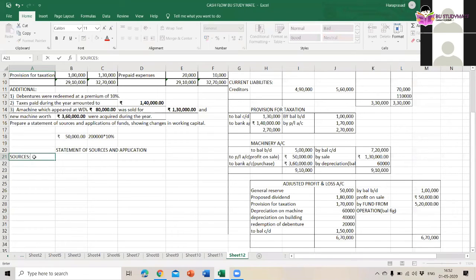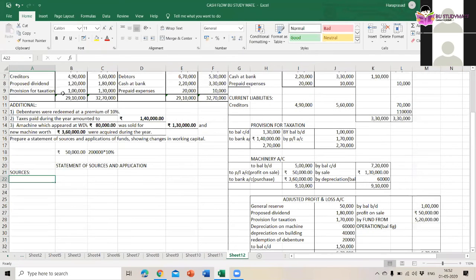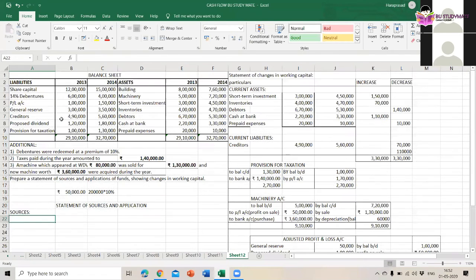We'll write down the sources amount first. So in sources, first we'll look at the balance sheet. Share capital from 12 lakh to 15 lakh rupees. It means we have issued a share capital. Issue of share capital is how much? 15 lakh minus 12 lakh, 3 lakh rupees.